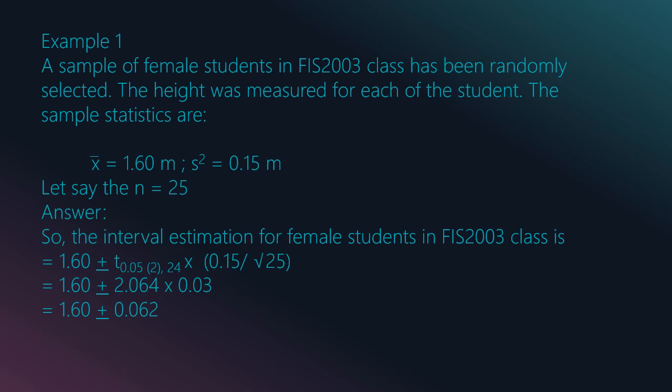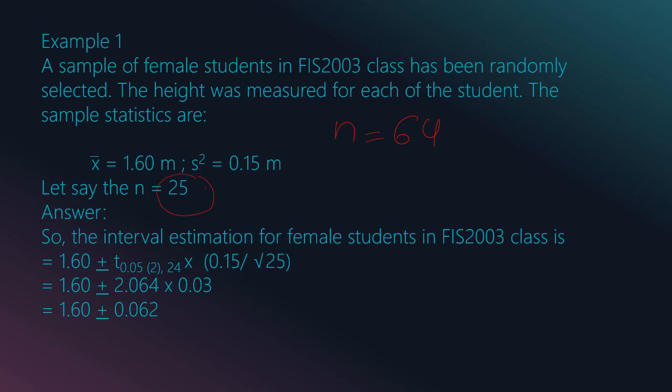Okay, another example. In the same case, the same class, the height was measured for each of the students. The sample statistics are mean 1.6 and variance 0.15 meter. Let's say the n is 25. So just now, in the previous example, n was 64, but this one is n equal to 25.